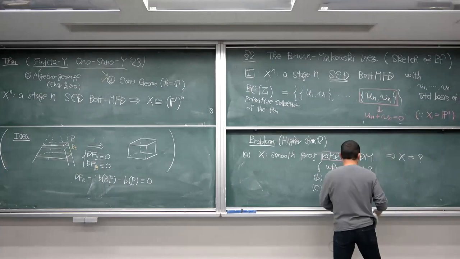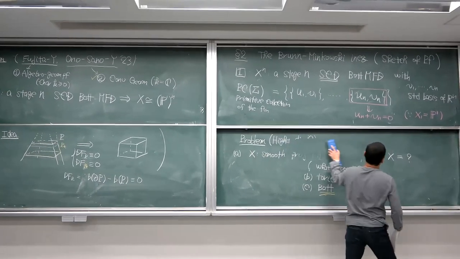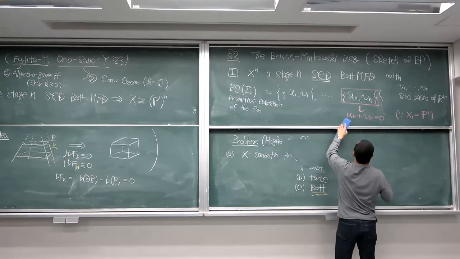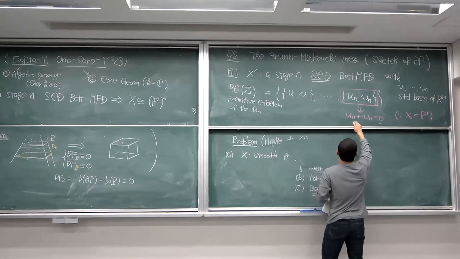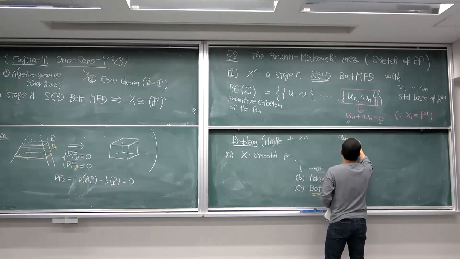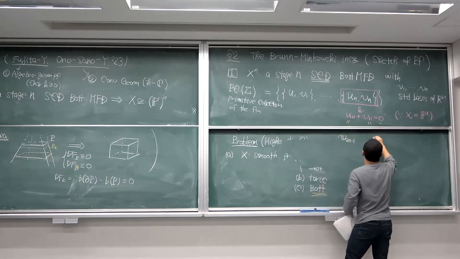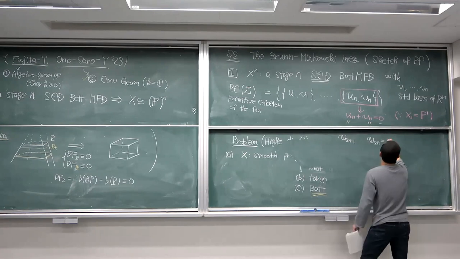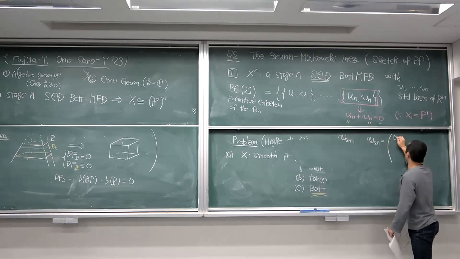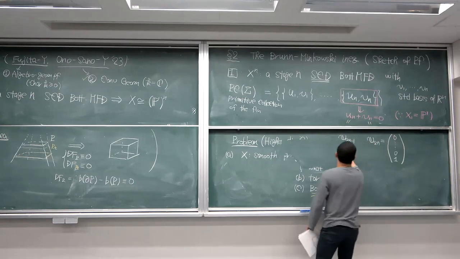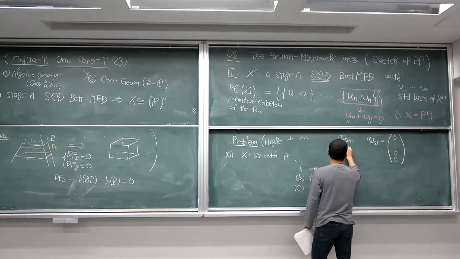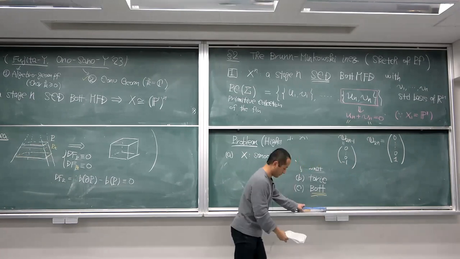For later use, I denote this un as b_{2n-1} and this one as b_{2n}. So this is 0, ..., 0, 1, and this one can be written as 0, ..., 0, -1 in our case.